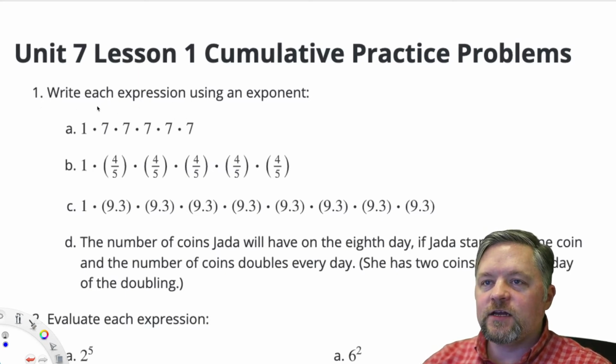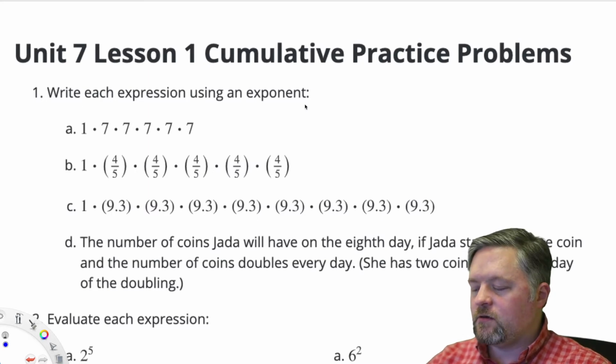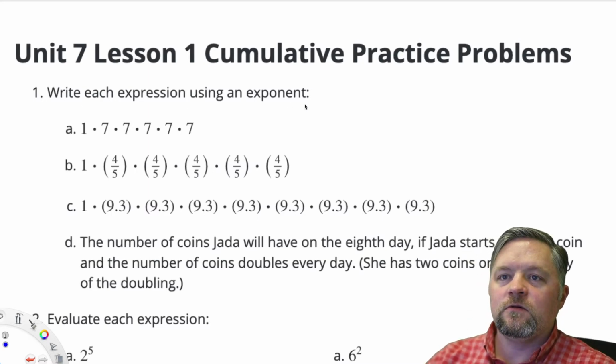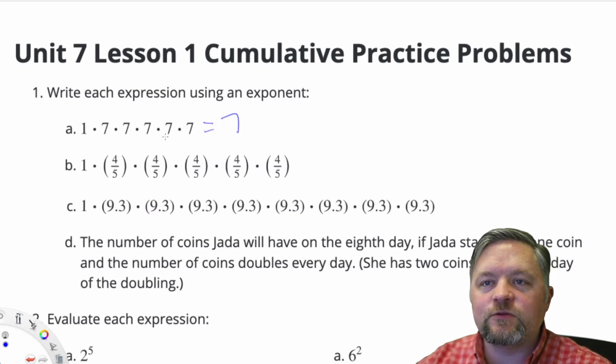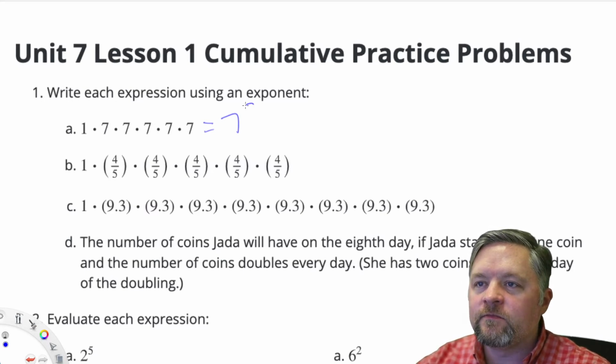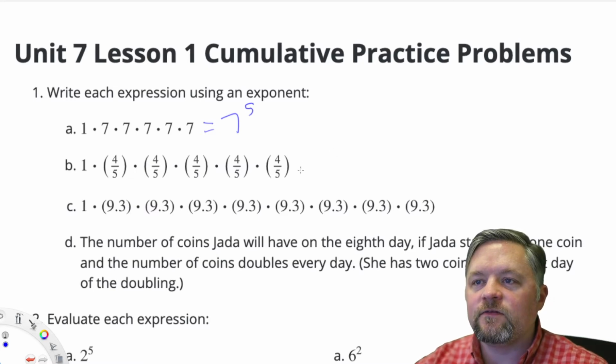Our first question says, write each expression using an exponent. So, we've got 1 times 7 times 7 times 7 times 7 times 7, which is equal to 7 to the power of, how many times we multiply 7 by itself? 1, 2, 3, 4, 5. 7 to the power of 5.